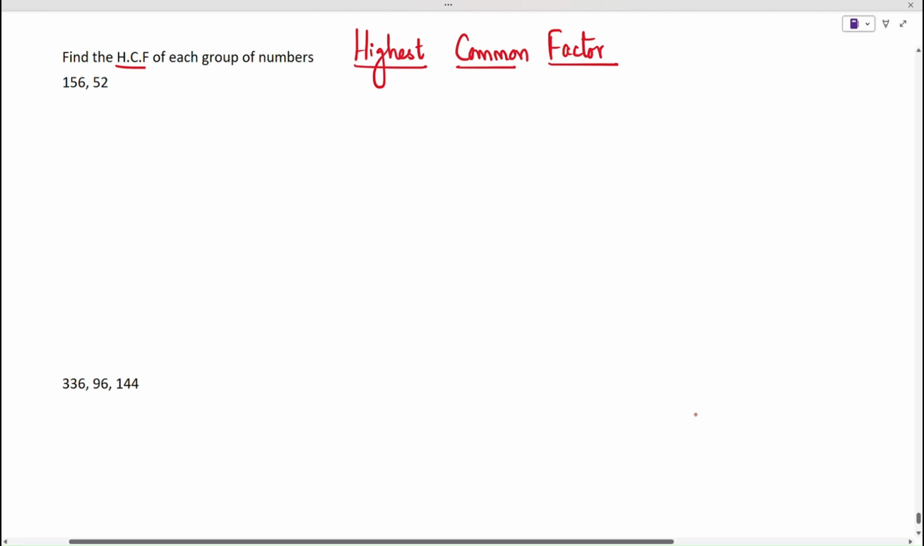Let's start off with our first question. We have to find the HCF of each group of numbers. We know that the HCF is the highest common factor. So what we're going to do is split the two numbers that we have here, 156 and 52, into their corresponding prime factors. Let's start off with 156.